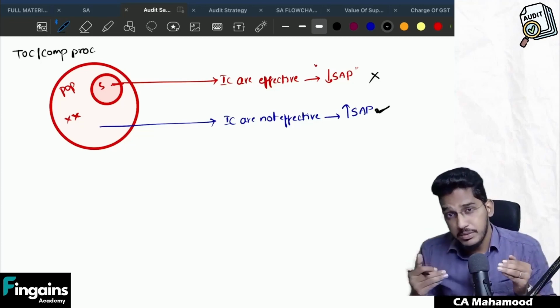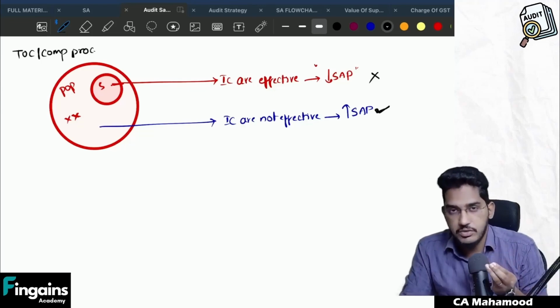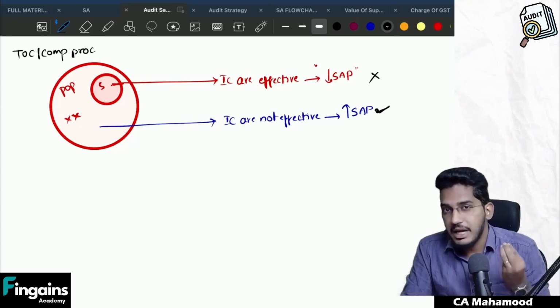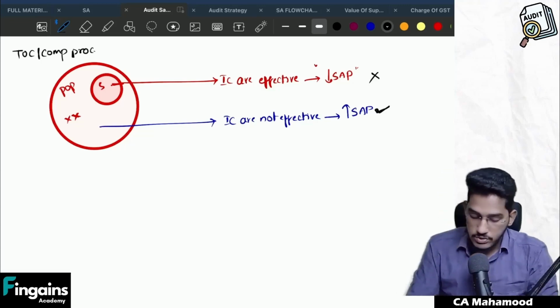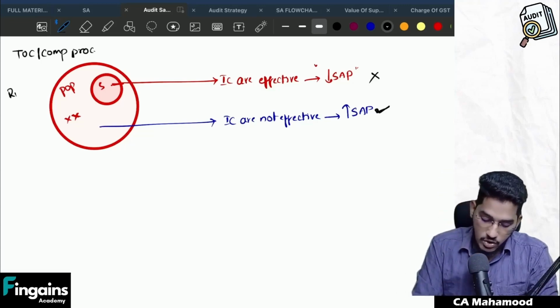But there, what is the appropriate decision? To perform more substantive audit procedures. But on the basis of the sample, I am taking an inappropriate decision of performing less substantive audit procedures. So this risk, I am going to call it the risk of over reliance. What do I call this risk? I am going to call this risk the risk of over reliance.